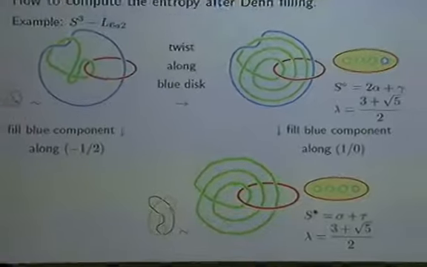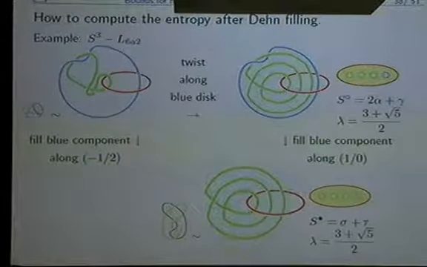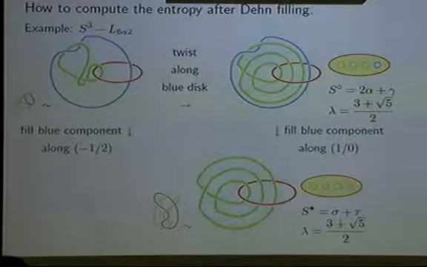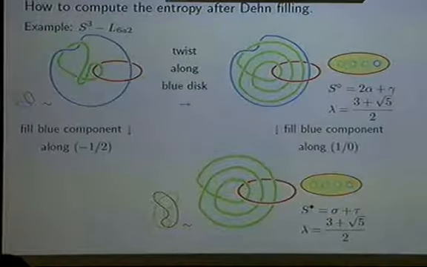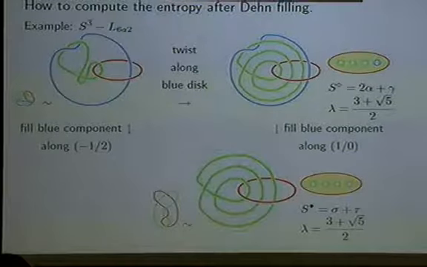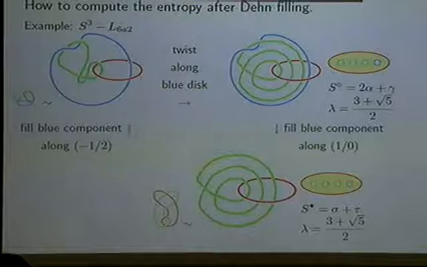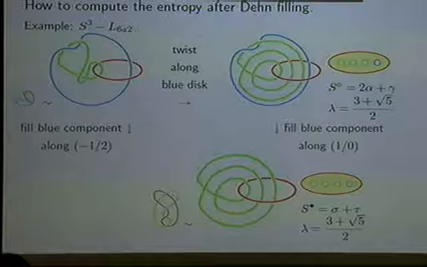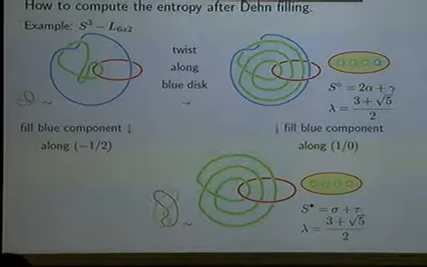So from here to here, we are using 1/0. But from this picture, we have to use the coefficient minus 1/2, because from here to here, we twist once along this blue disk. And we have from here to here some Dehn filling. We have a new fiber surface, and we can compute the entropy in here and here.